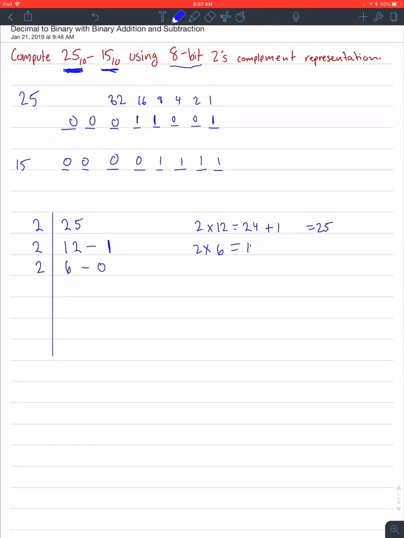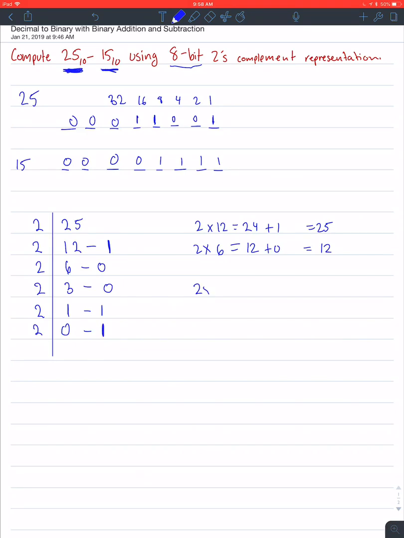Right? Okay, now 6 divided by 2 is 3. Again, there's no remainder there. Three divided by 2, how many times does 2 go into 3? 1 time only, and I need my remainder of 1. How many times does 2 go into 1? No times. So it's going to be 0 here, and a remainder of 1.